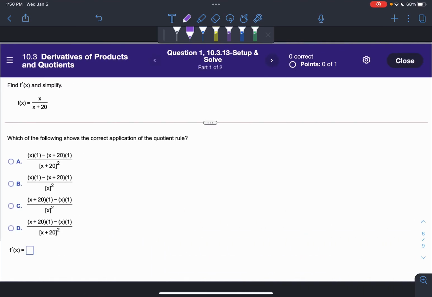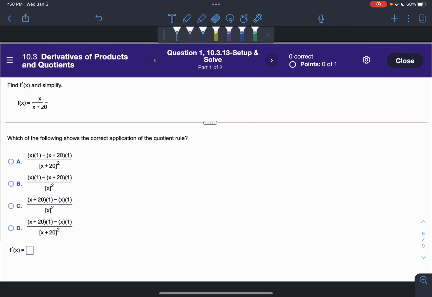Alright. Now let's do some practice with the quotient rule. So f of x is a quotient, right? You can kind of do the same game as with the product rule, in that you can read this function as x divided by x plus 20.